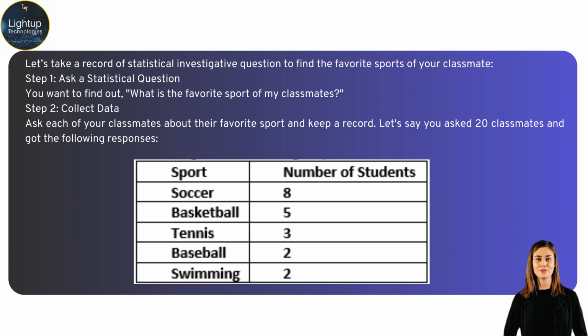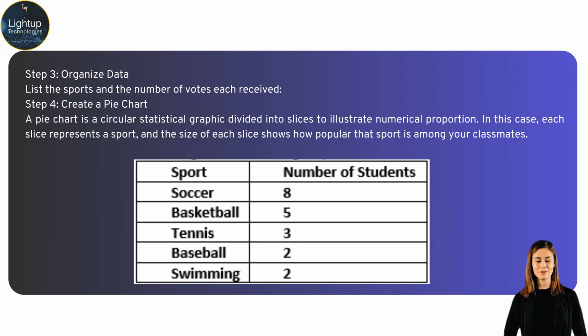Step 2. Collect data. Ask each of your classmates about their favorite sport and keep a record. Let's say you asked 20 classmates and got the following responses. Step 3. Organize data. List the sports and the number of votes each received. Step 4. Create a pie chart.